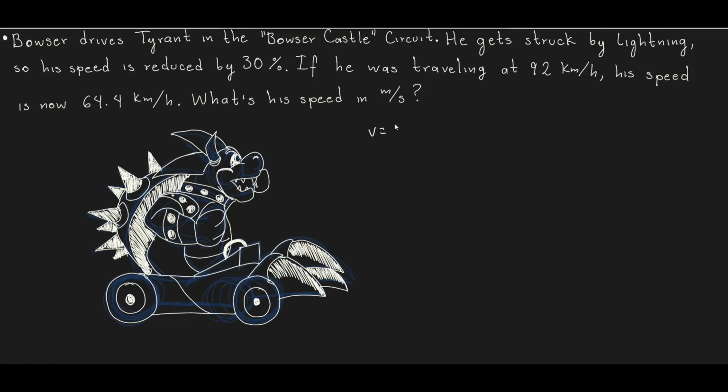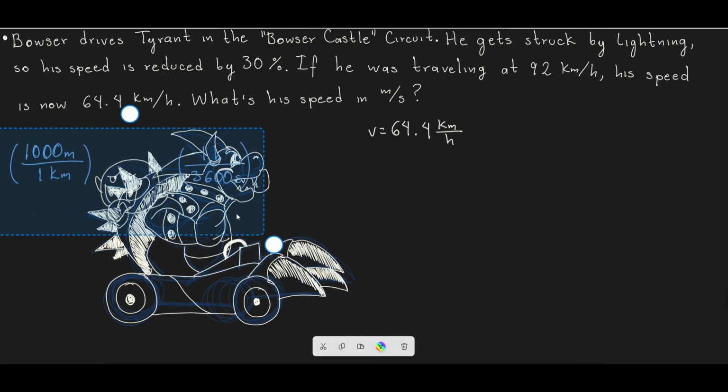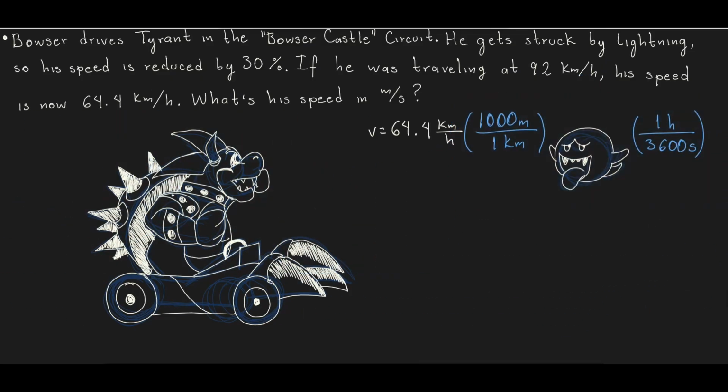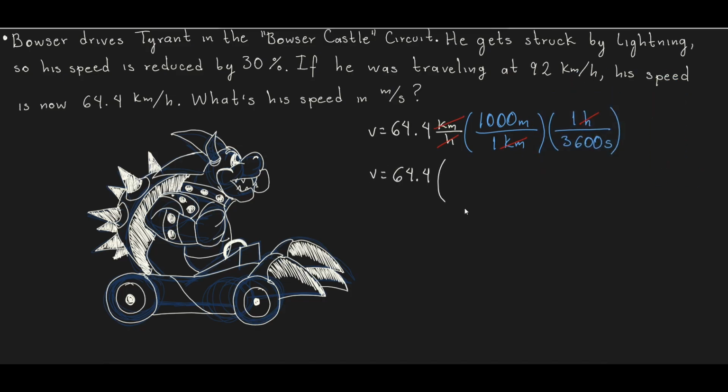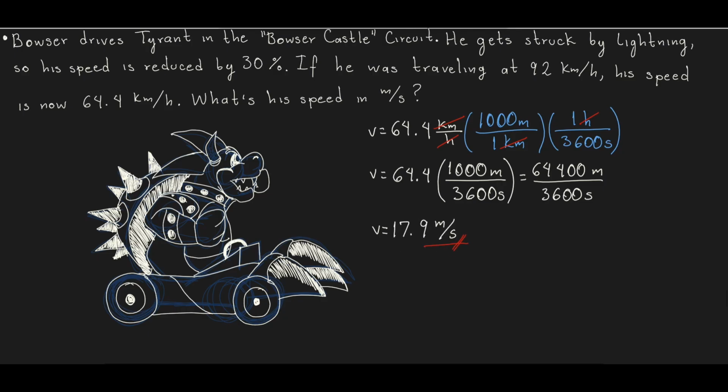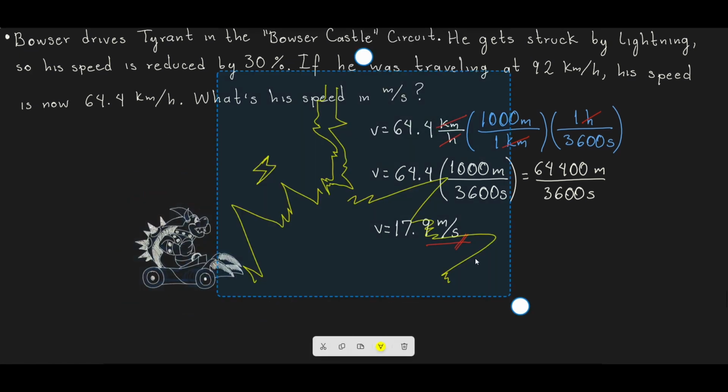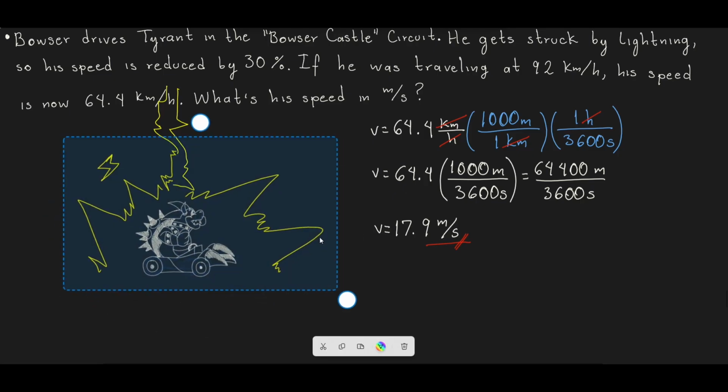We write down Bowser's speed: 64.4 km per hour times the conversion factor for units of length and the conversion factor for units of time. We have 64.4 km per hour times 1000 meters over 1 kilometer times 1 hour over 3600 seconds. After solving it, we get 17.9 meters per second. After Bowser got struck by lightning, his speed was reduced to 17.9 meters per second.